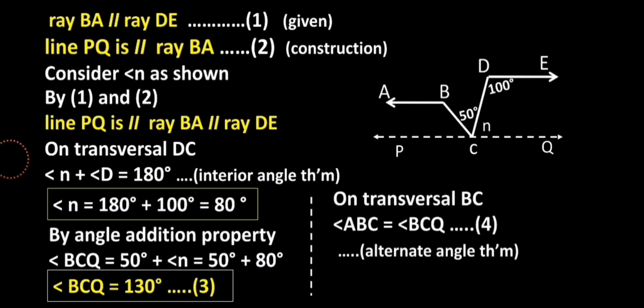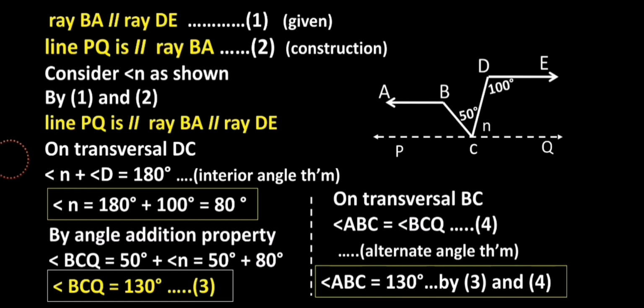Now over here on transversal BC, I told you very clearly, mentioning the name of the transversal is very important. On transversal BC, I can say ABC is congruent to BCQ because they are alternate angles, and by the alternate angle theorem, keep it in mind, the word alternate angle theorem, I can say ABC and BCQ are congruent, and as BCQ is 130 degree, I can write ABC is also 130 degree by 3 and 4 if you observe the diagram. So the question is solved by us, right?